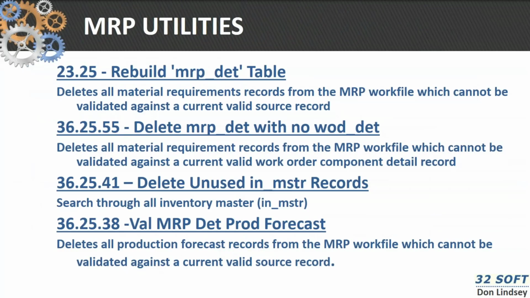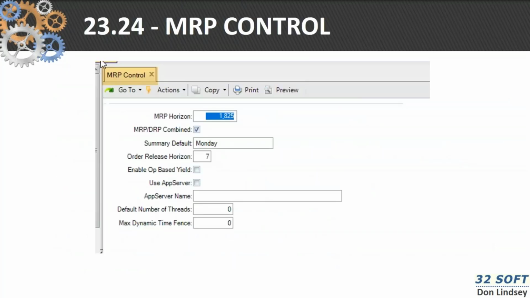There's also a number of MRP utilities: rebuild, delete of MRP without work orders, delete unused reports, and then to validate MRP production forecast data. And you go in and look at each one of those.